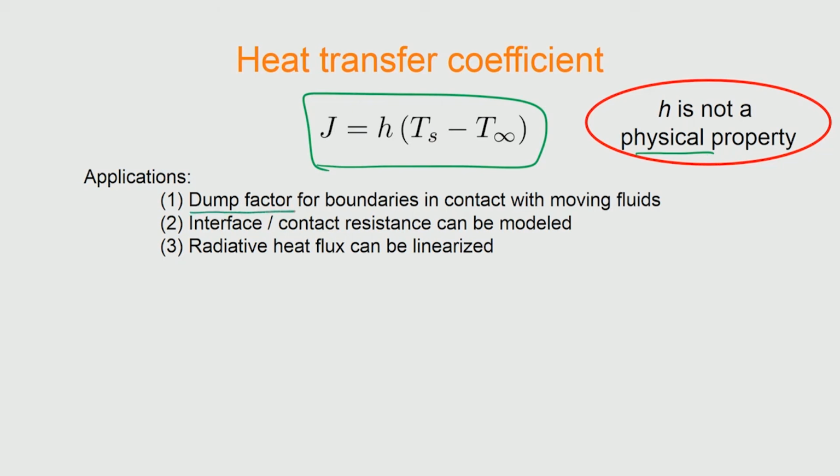So, you can think of it as a dump factor whenever there is a boundary in contact with a moving fluid. So, the fluid property like thermal conductivity plays a role. So, if you have a fluid that has a higher thermal conductivity, then H will be higher and so on. It is also very often used to model what is called contact resistance or interface resistance.